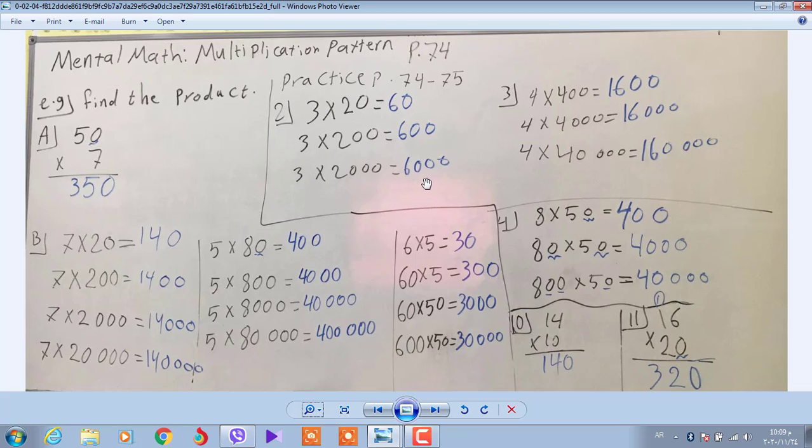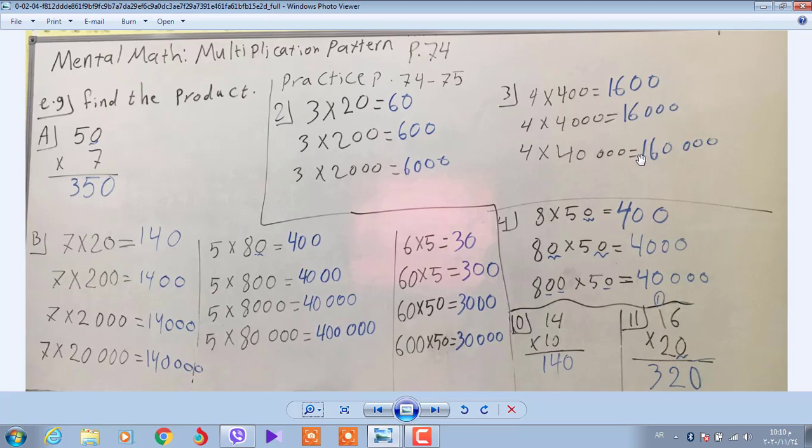3 multiplied by 2000 equals 6000. Okay, and 4 multiplied by 400, 4 multiplied by 4 equals 16. Because we have 2 zeros, write down the zeros in the answer, equals 1600. And we have 4 multiplied by 4000, 4 multiplied by 4 equals 16. Because we have 3 zeros, write down 3 zeros in the answer. We have another question, 4 multiplied by 40,000. 4 multiplied by 4 equals 16, and because we have 4 zeros, we have 4 zeros in the answer.